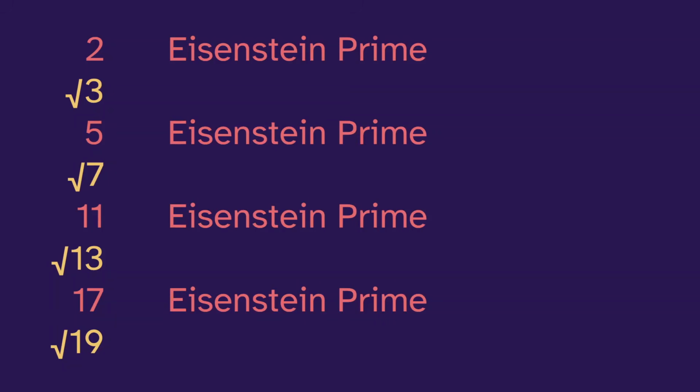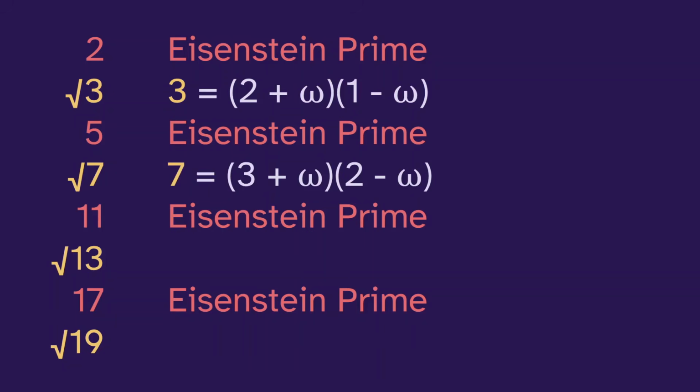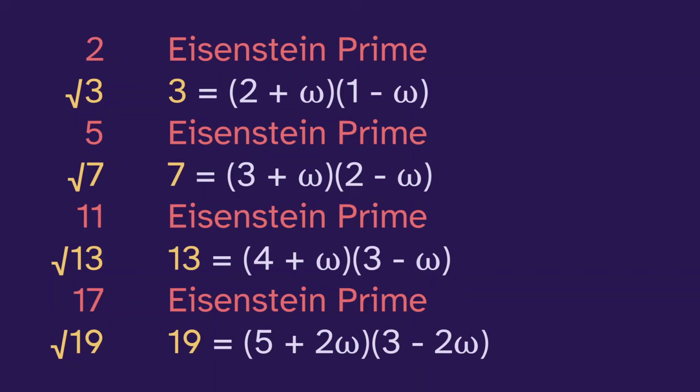So here are the first few primes. The ones that appear as a radius are themselves Eisenstein primes. 2 is an Eisenstein prime, so is 5, so is 11 and 17. And the rest, the ones that have a root, are the product of 2 Eisenstein primes. So 3 is 2 plus omega times 1 minus omega. And then 7 is 3 plus omega times 2 minus omega, and similarly with 13 and 19.